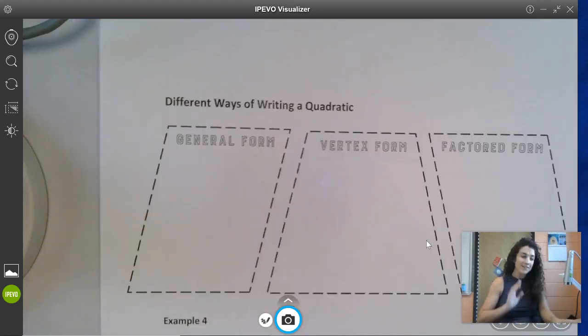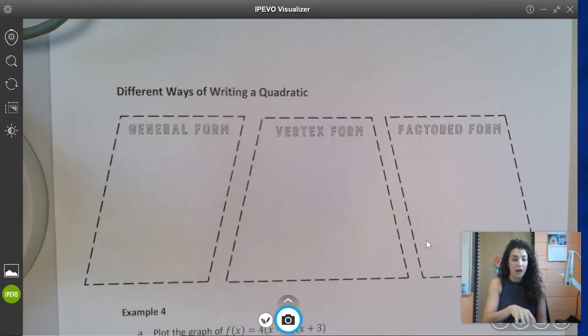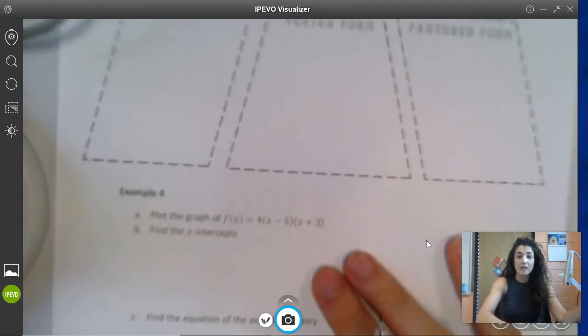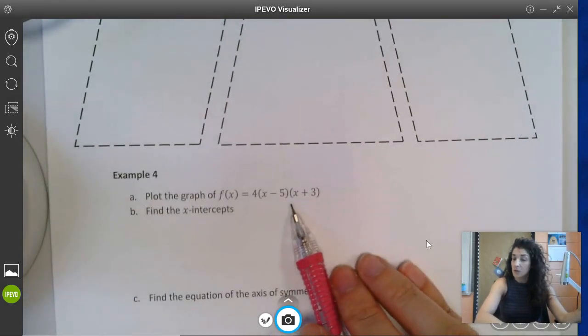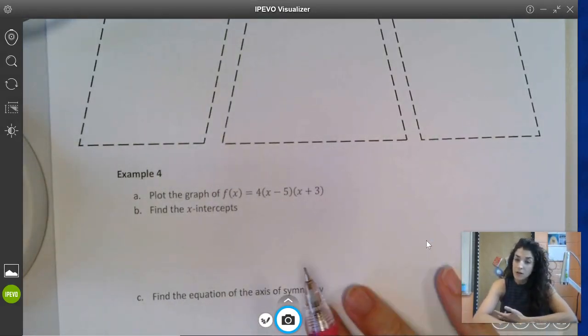Hey mathematicians, we are continuing with our 9.2 quadratics modeling lesson. Today we're going to talk about different ways of writing quadratics, and the main purpose here is for us to have some good shortcuts. If a quadratic is presented in a certain way, as in this way down here, we can quickly find pieces of information without having to use our calculator.